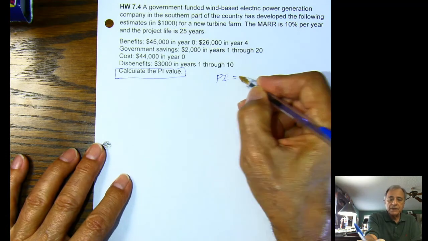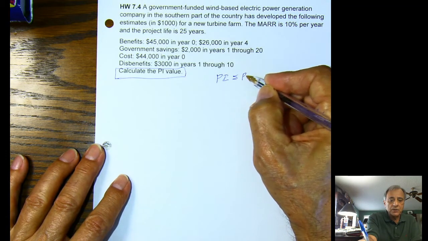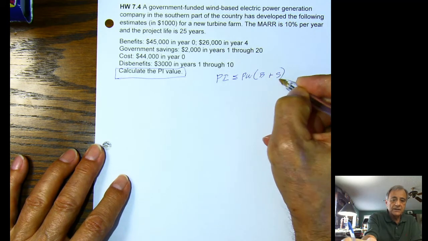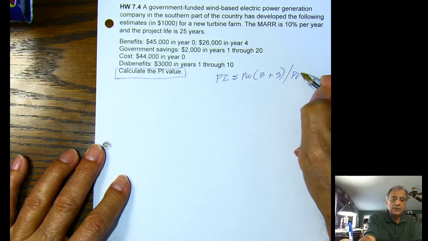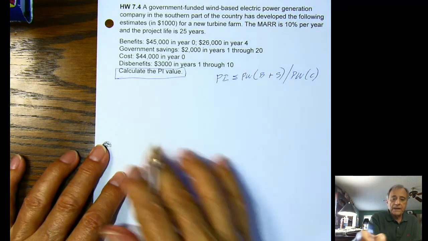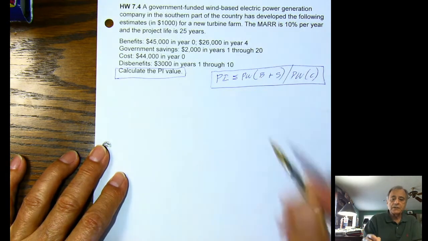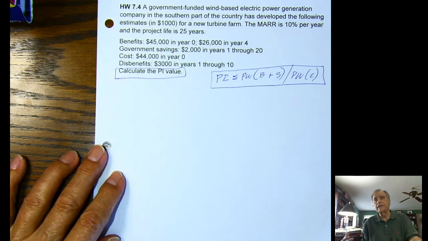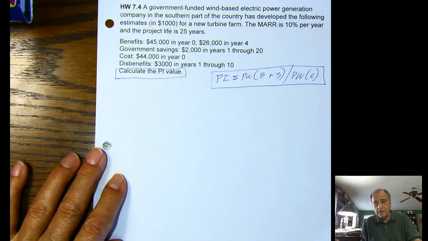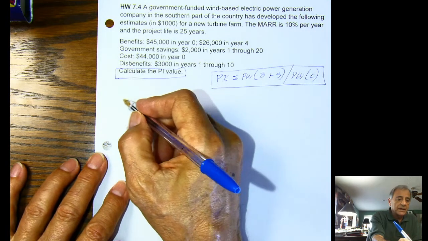It's going to be, and I'm going to use present worth. So I'm going to use the present worth of the benefits plus the savings divided by the present worth of the cost. So that's going to be my basic equation, and of course the profitability index has to be greater than 1 for it to be a possibly accepted project. So let's work on the benefits, okay?